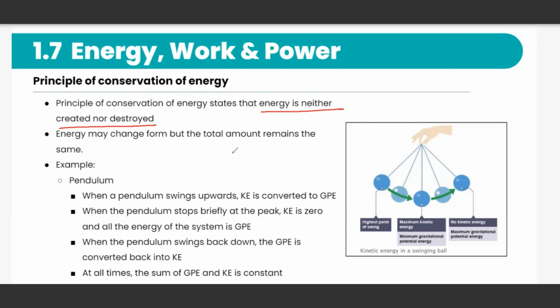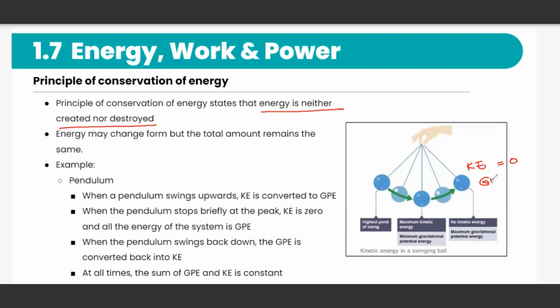All the examples we discussed previously, the filament lamp, the bungee jumper, the ball being thrown upwards, all of them are examples of the principle of conservation of energy. Now let's look at another example, a simple pendulum. When you swing a simple pendulum and it's at the edge where it's at the topmost position, the kinetic energy will be zero because the simple pendulum will come to a momentary stop.